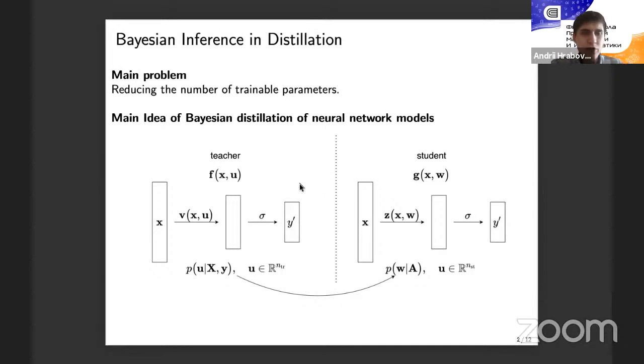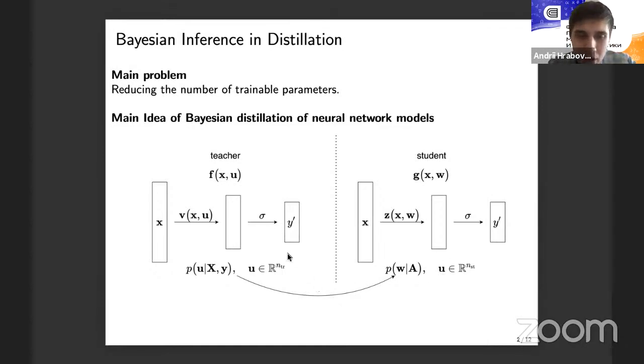That means that we have a pre-trained teacher model with fixed parameters U, and we suppose that we have a posterior distribution of these parameters for this teacher model. We propose a method which allows us to consider the hyperparameters of the prior distribution of the student model's parameters as a function of the hyperparameters of the teacher posterior distribution. The main challenge here is not U, but the omega parameter. These are the student parameters, not the teacher parameters.